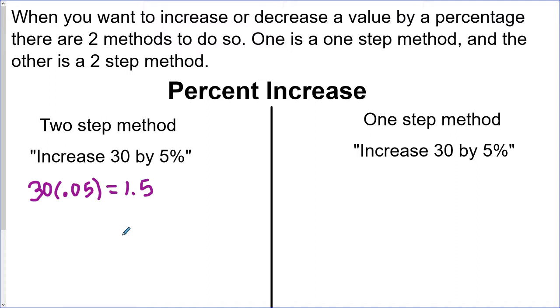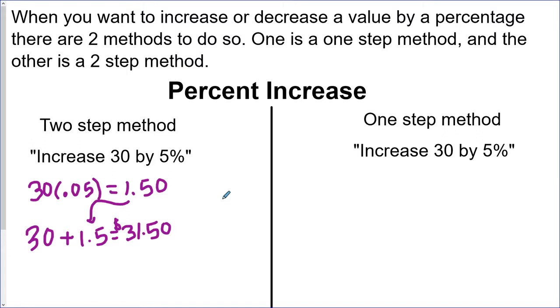Then because it's an increase, what we're going to do is take 30 and add to it the number we just found. We're going to add to it 5% of itself. We're going to add 5% of 30 to 30. And that will give us a total of $31.50. I'm going to put a zero back here too because we are dealing with money, so I should put 2 units. So that is the two-step method of finding the percent increase.